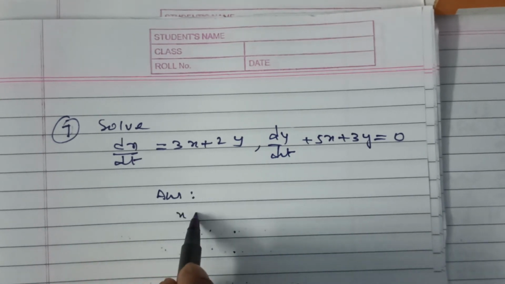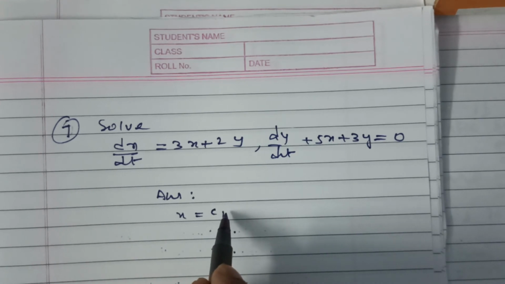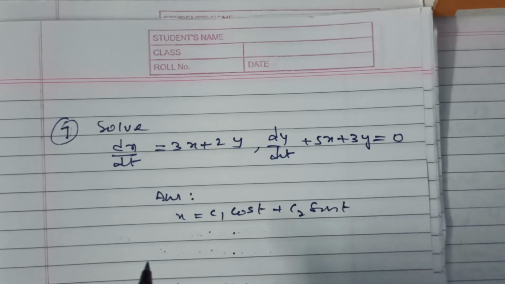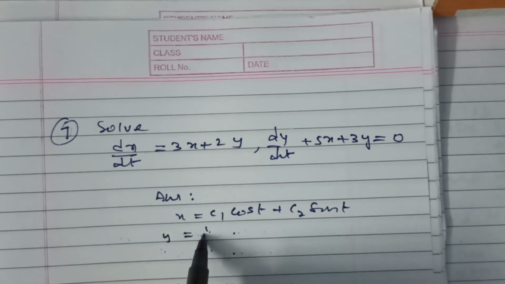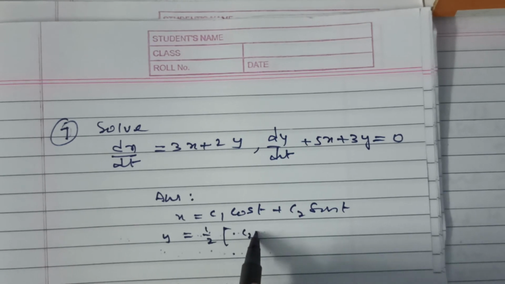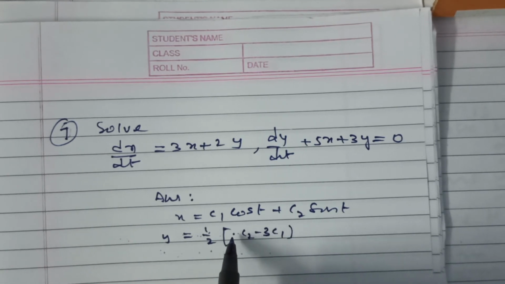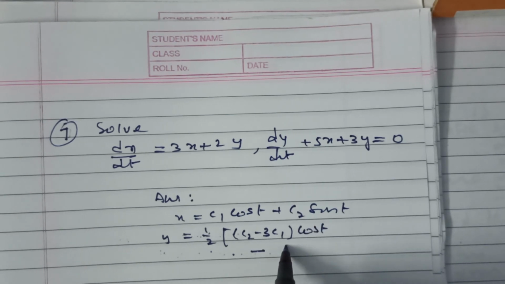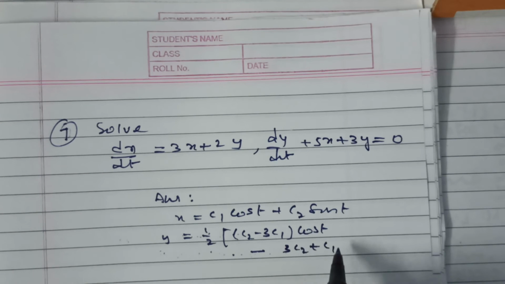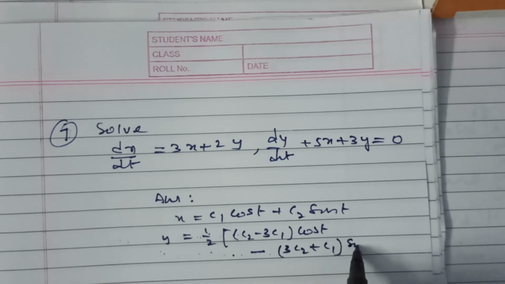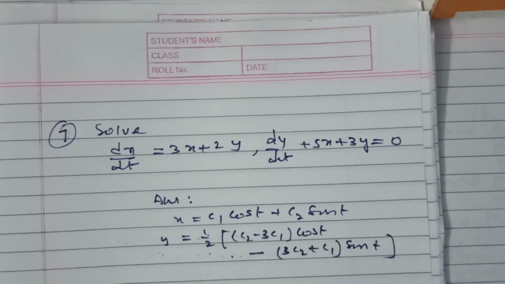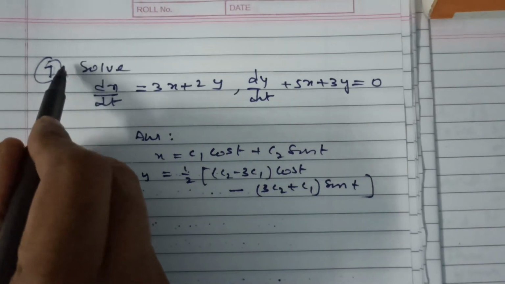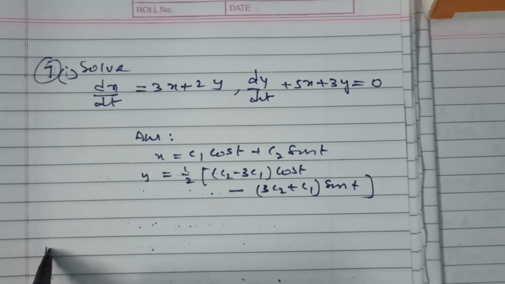x = c1 cos t + c2 sin t, y = 1/2 [(c2 - 3c1) cos t - (3c2 + c1) sin t]. So take one more problem in 7.